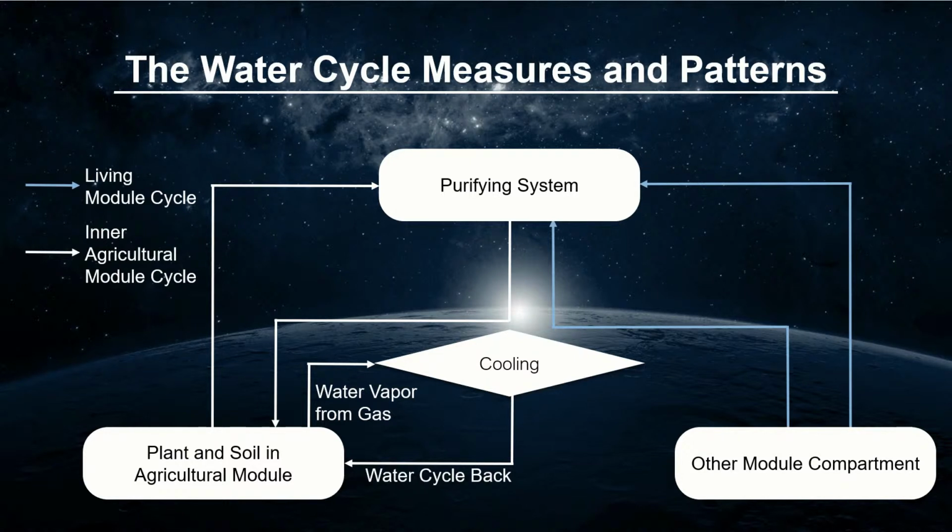Another cycle is the living cycle. Most of this cycle is the same as the agricultural cycle, but in its purifying system, we use a worm to chew down most of the waste and turn it into necessary nutrients.